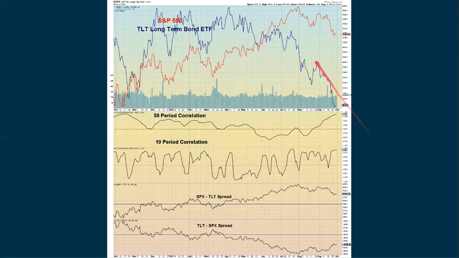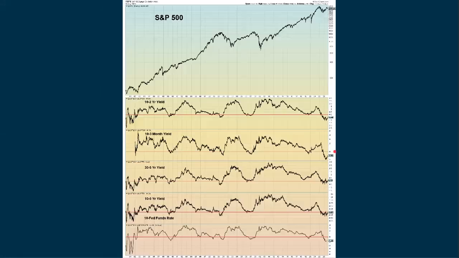We'll keep an eye on some bond charts. We have the S&P on top in red, and then the blue chart here is the long-term bond ETF, known as TLT. They're having a fairly strong longer-term relationship. We saw that get out of line in late spring, early summer, but now they're having a tendency to go in the same direction. Also, when we look at a 10-period correlation, their shorter-term relationship is also having a pretty strong correlation right now.